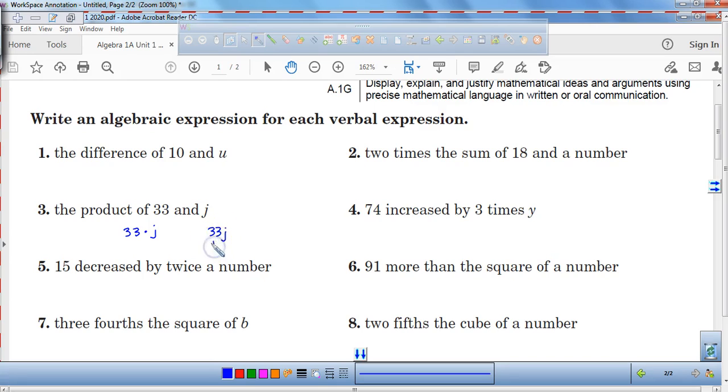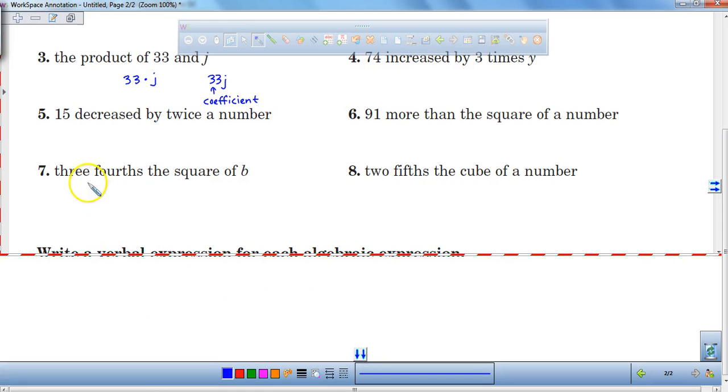Now this number is what we refer to as a coefficient. A coefficient is a number that's in front of a variable or a letter. So the j is the variable, 33 is the coefficient. Let's do a little bit trickier one here. It says 3/4 the square of b. What in the world is the square of b?